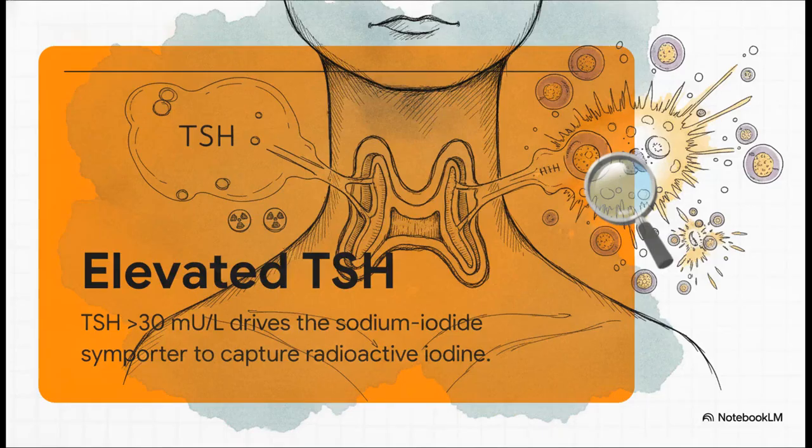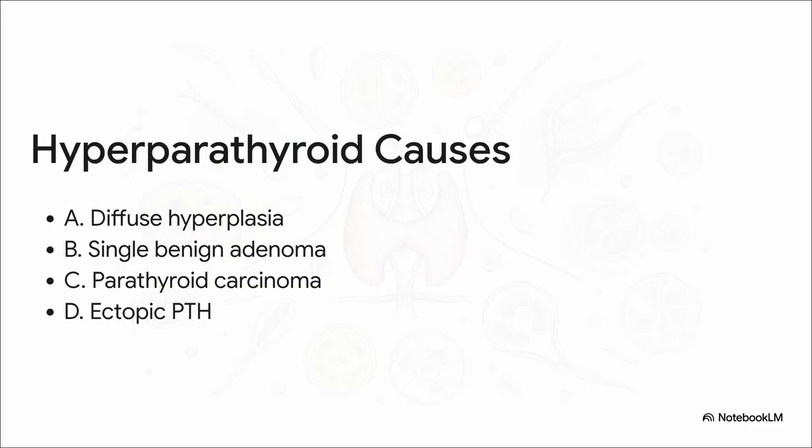The answer is B, an elevated TSH greater than 30 milliunits per liter. Here's why. Thyroid cells naturally capture iodine using something called the sodium iodide symporter, and that symporter is heavily driven by thyroid-stimulating hormone, or TSH. So, by intentionally making the patient hypothyroid, either by stopping their levothyroxine or giving them an injection of recombinant human TSH, we force those remaining microscopic cancer cells to aggressively pull in that toxic radioactive iodine, effectively destroying them from the inside out.